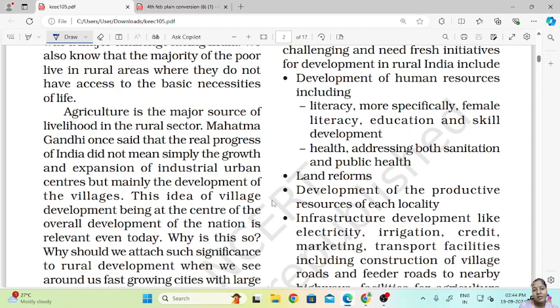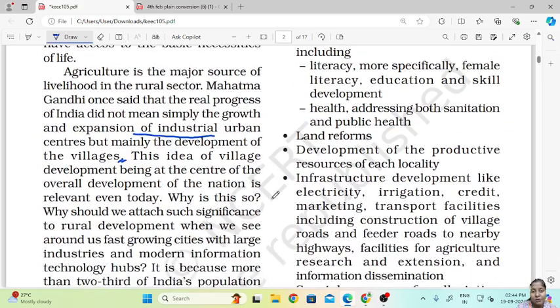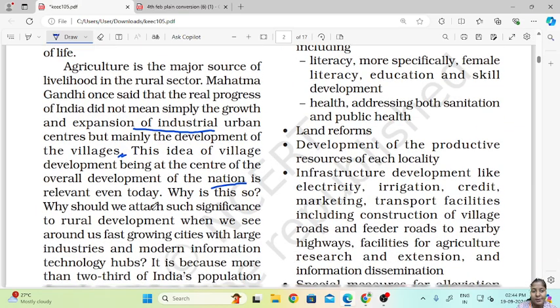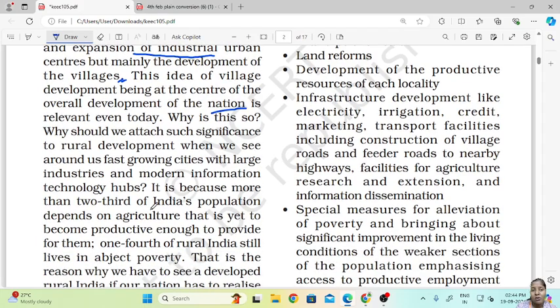Then Mahatma Gandhi once said that the real progress of India did not mean simply the growth and expansion of industrial urban centers, but mainly the development of the villages. This idea of village development being at the center of the overall development of the nation is relevant even today. When we see around us, we can see the towns, a fast-growing town can turn into a city anytime, right? And in cities we get a large number of industries.